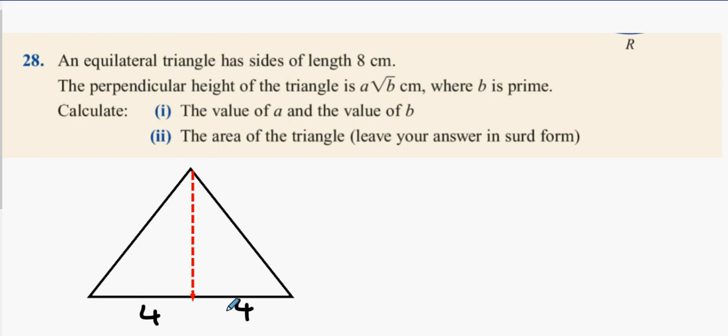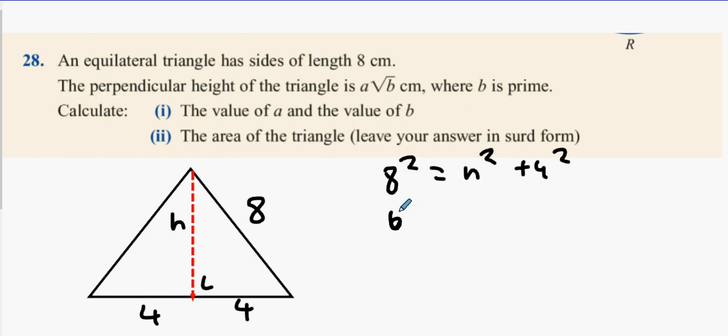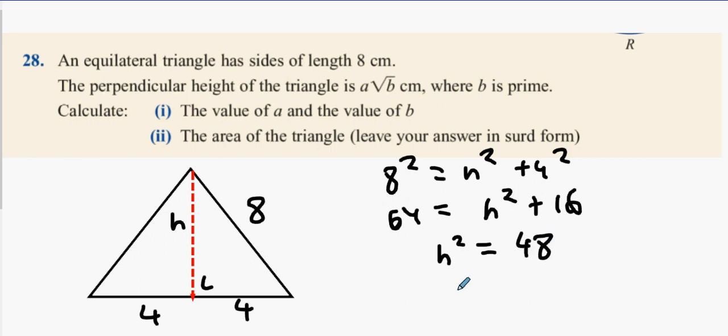Now, what's the hypotenuse? 8, isn't it? Yeah. And we're going to find out the height h. 8 squared equals h squared plus 4 squared. 64 equals h squared plus 16. h squared equals 48, is it? Yeah. And what's the square root of 48? 4 root 3? Yeah. There you go.